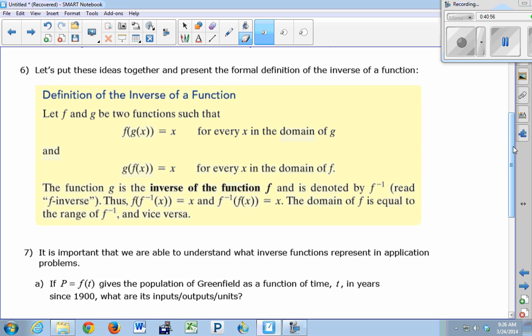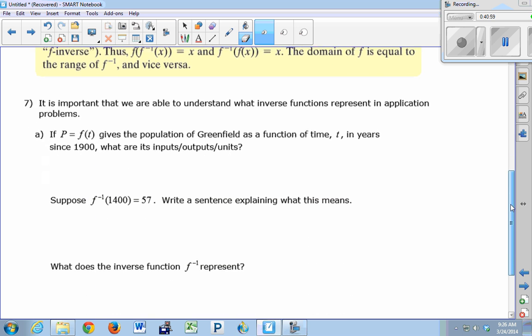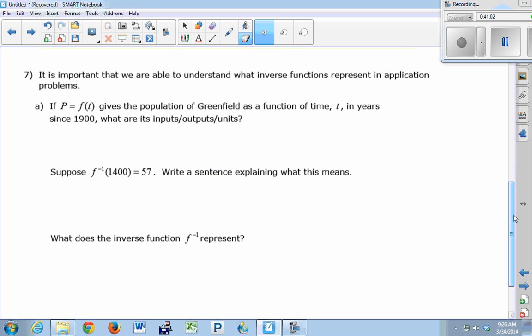So we've got a few things to look at here, and then I'm going to let you spend some time on your group activity. Just like when we started out with functions, it's important to understand what inverse functions represent in stories and contexts and applications. So if we define our first function P to be a function of time, and we define it this way: if P equals f of t gives the population of Greenfield as a function of time, t, in years since 1900, what are the inputs, outputs in units? So how would I describe the inputs, outputs and their units?